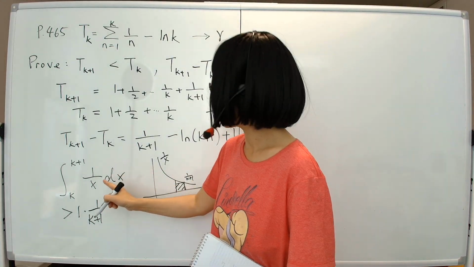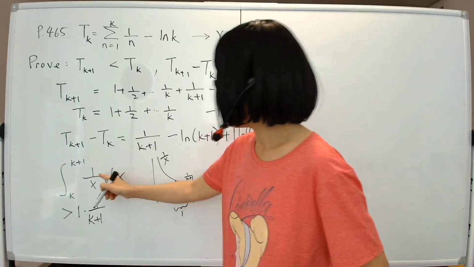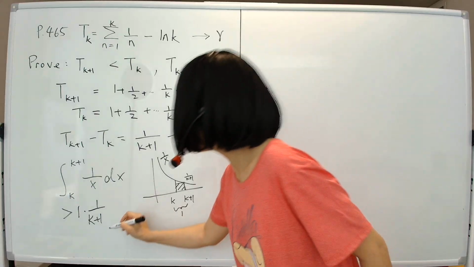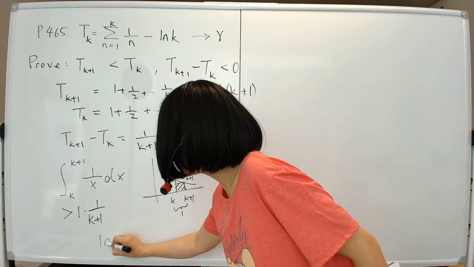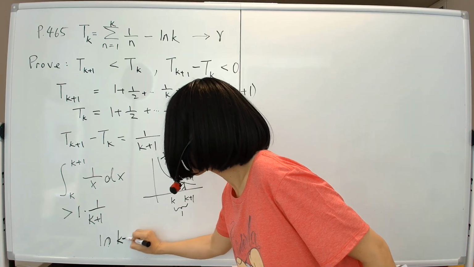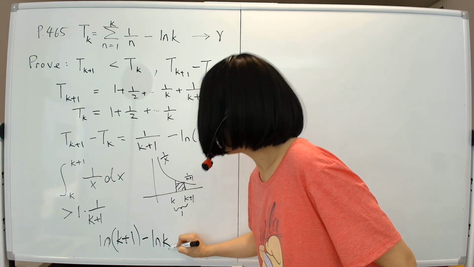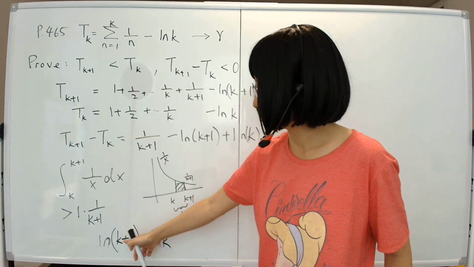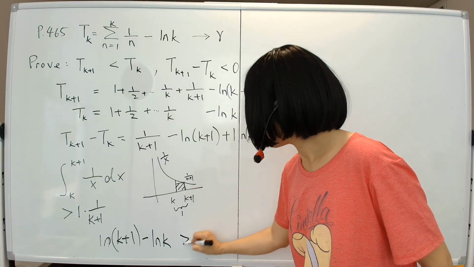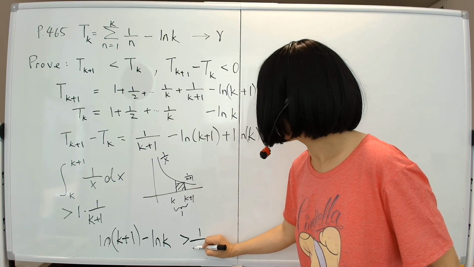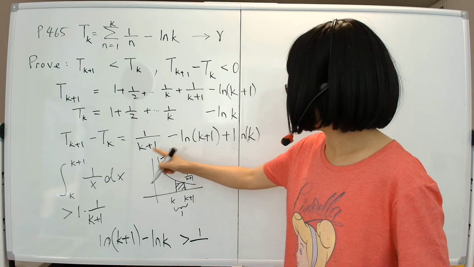Now, how does that work? Because we also know what this integral is. The integral of 1 over x is, of course, the natural log. So this integral ends up being the natural log of the top bound, k plus 1, minus the natural log of k. Now this is the integral, right? The subtraction for the definite integral, which is going to be bigger than 1 over k plus 1. Now, did I say k plus 1 or k? Yeah, k plus 1. See, right there.